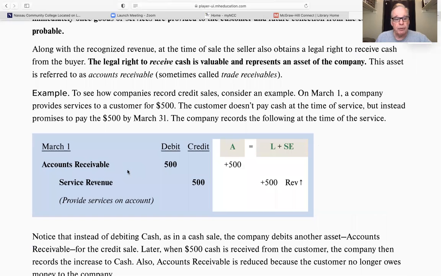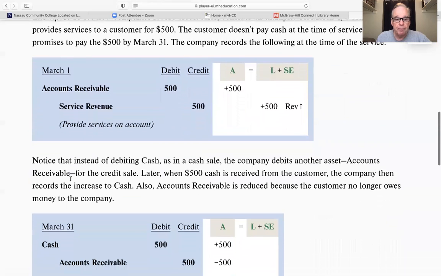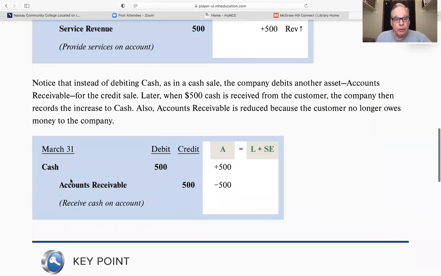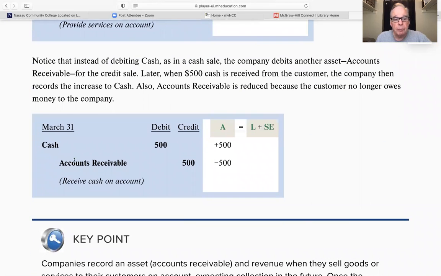For example, look at this entry, March 1st. A company provides services to a customer. The customer doesn't pay at the time of service, but instead promises to pay by the end of the month or within 30 days, right? This took place on March 1st. 30 days, that's the usual arrangement. Debit accounts receivable, credit service revenue on March 1st. Then on March 31st, when the customer pays, debit cash, credit accounts receivable.